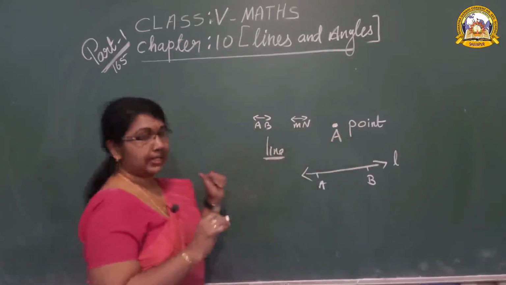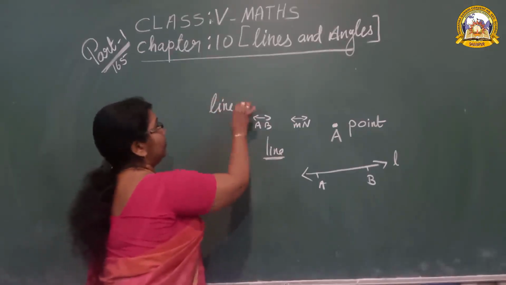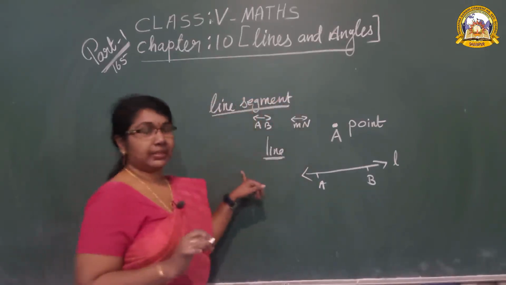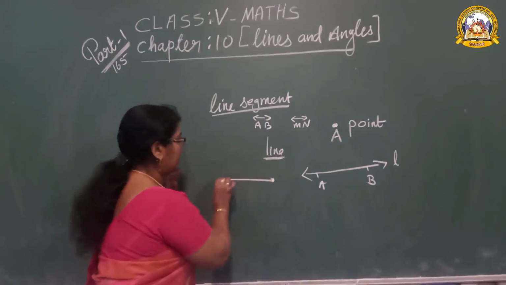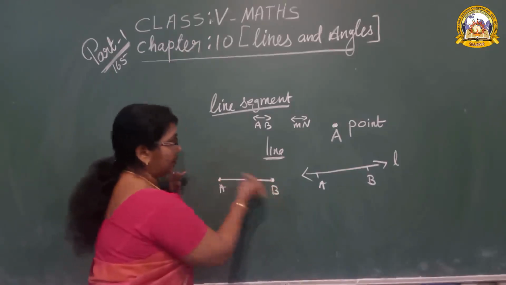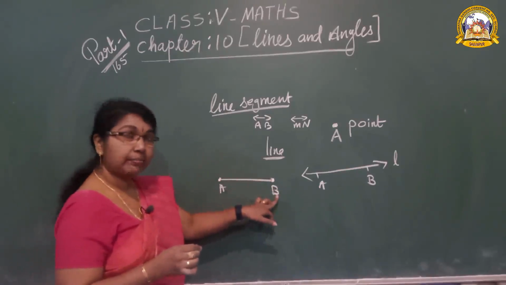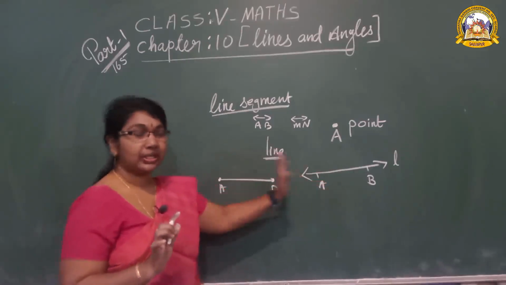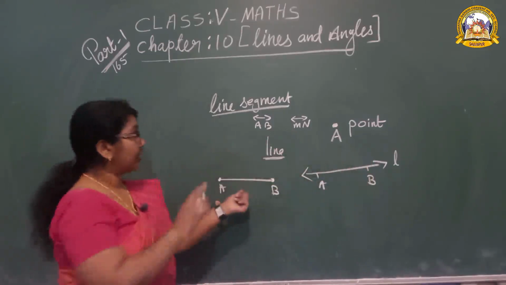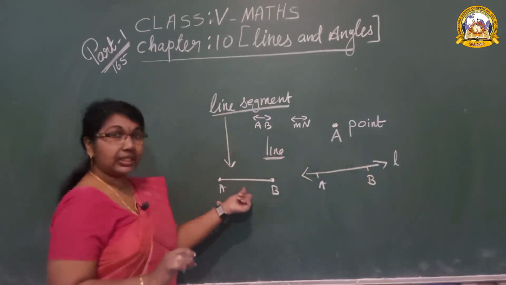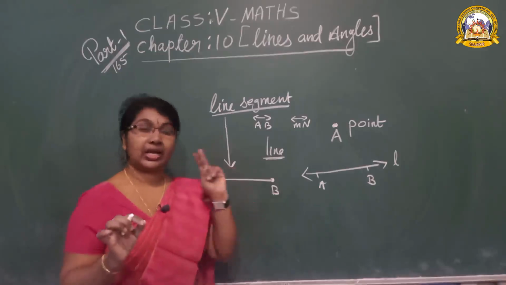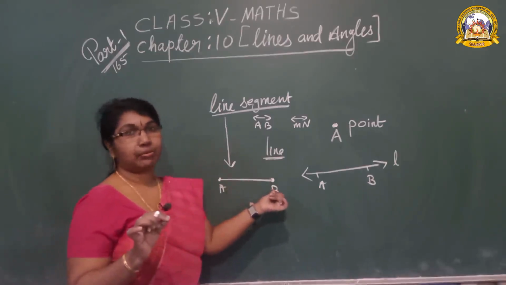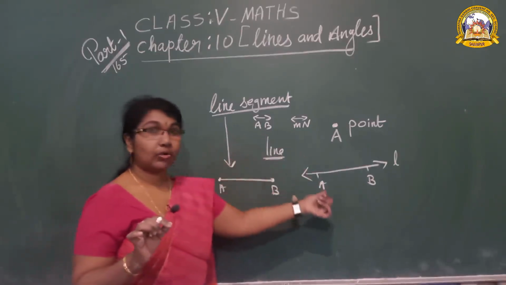Third one is line segment. Look here, this is a line segment. It has two end points. A and B are the end points. We can measure it. A line we cannot measure because both sides it goes on, but a line segment we can measure. It has a fixed length and two end points. A line segment is a part of a line.